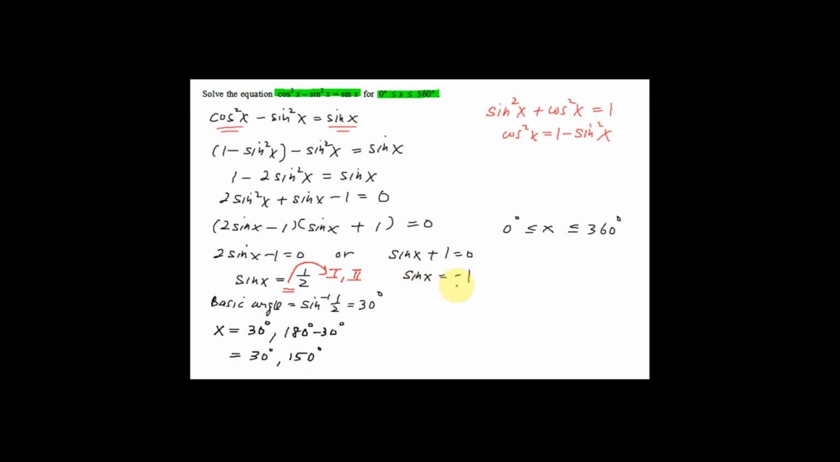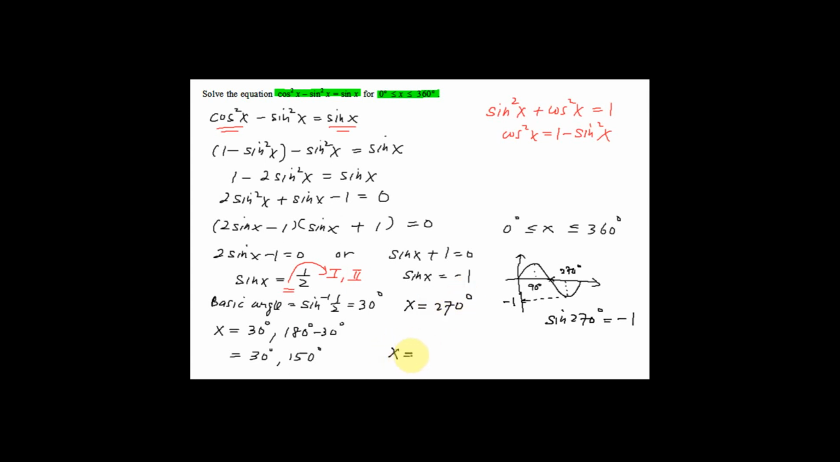Now for sin x equal to negative 1, the best way is to sketch your graph of sin x. The sin x graph will look like that. Here will be your 90 degrees. Here is 180 degrees. Here is 270 degrees, where this value here is negative 1. So you know that for sine 270 degrees, this is equal to negative 1. Therefore, your answer for x is 270 degrees.